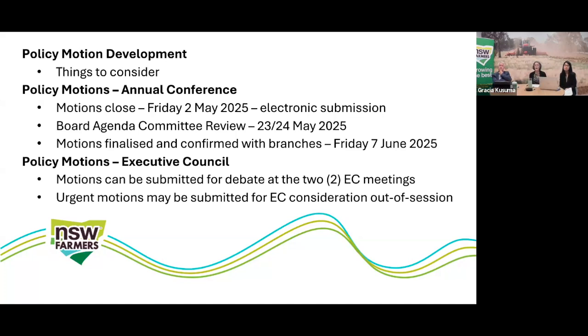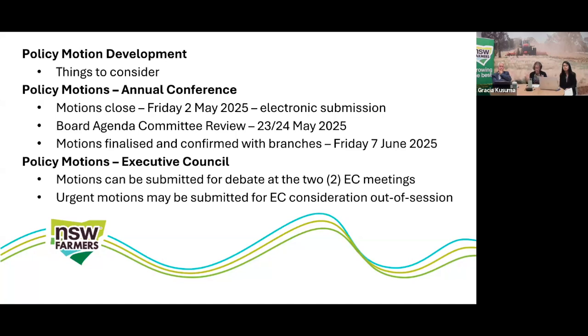In order to have this good debate, we seek the branches to think carefully in their preparation and submission of policy motions. The majority of motions are developed at branches at your annual general meetings, or can also be developed at ordinary meetings where a quorum is achieved. For motions to be considered at annual conference, they need to be submitted to head office electronically by Friday, the 5th of May this year.